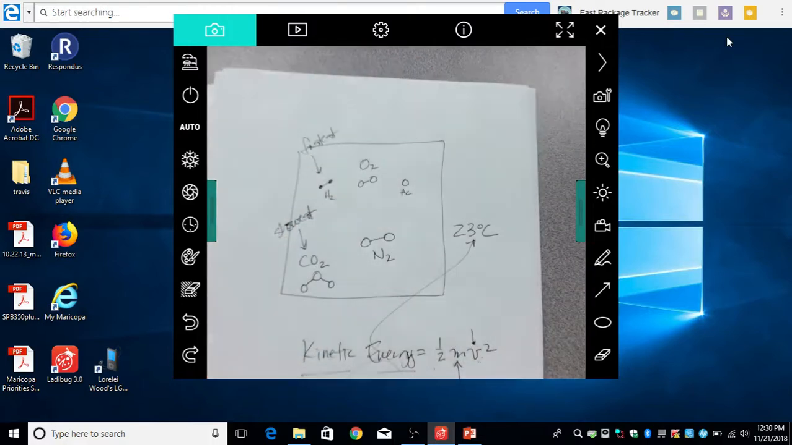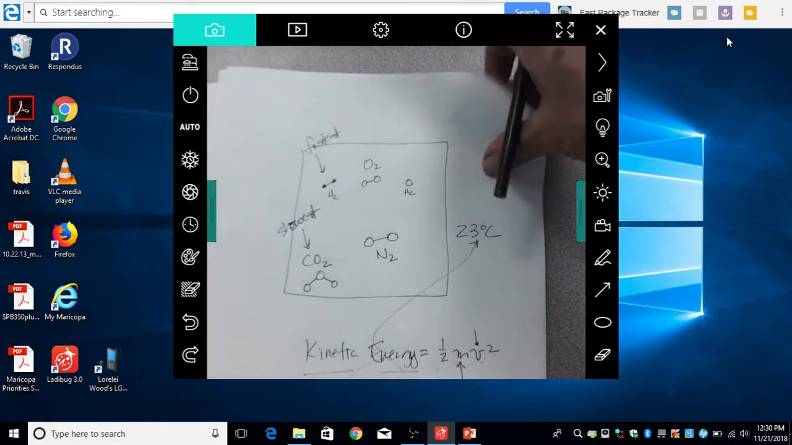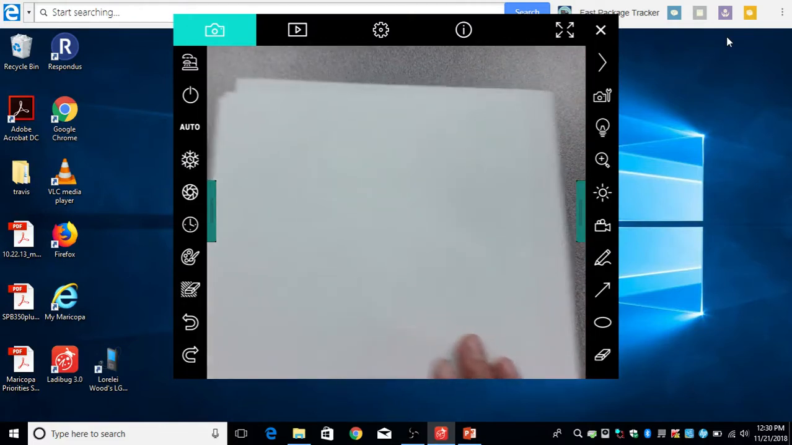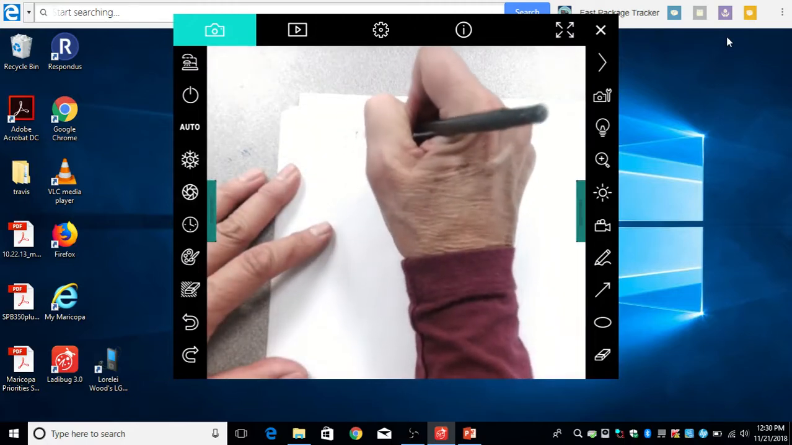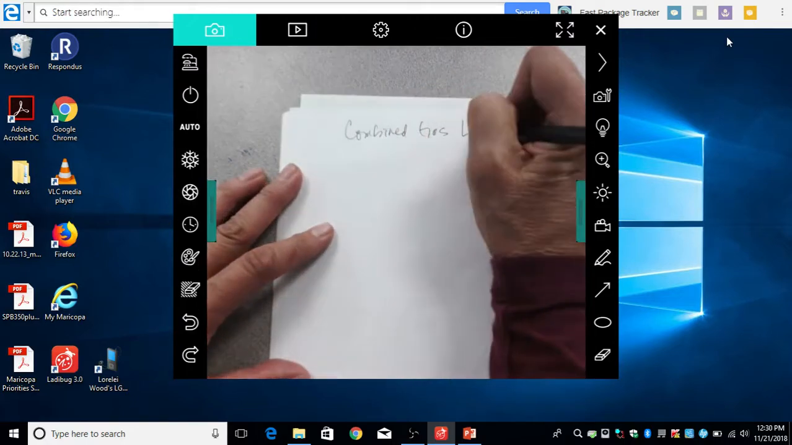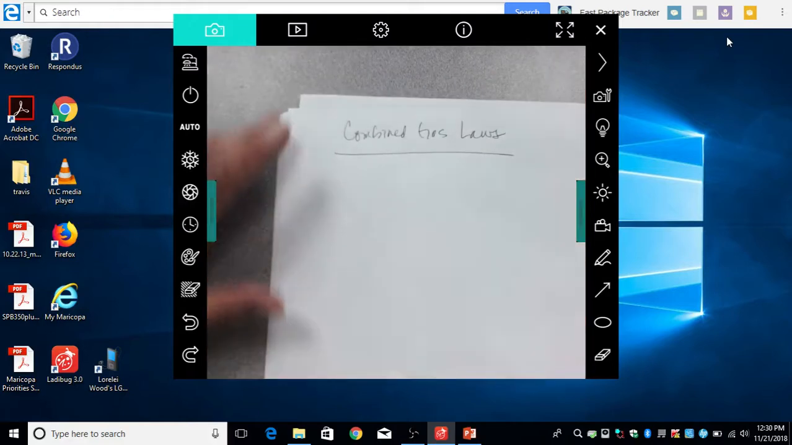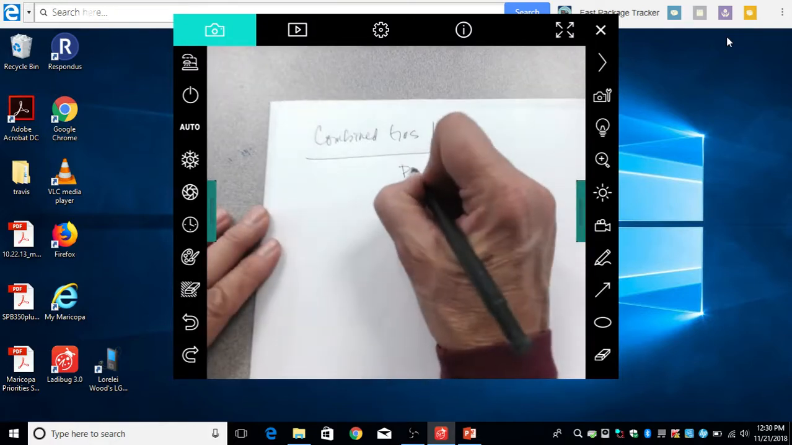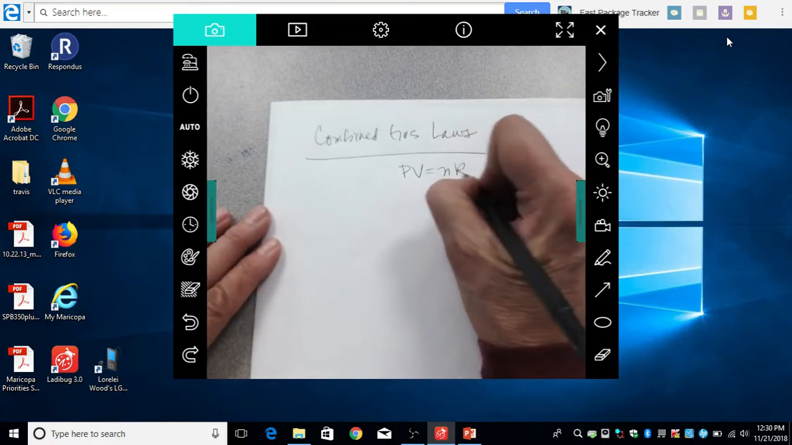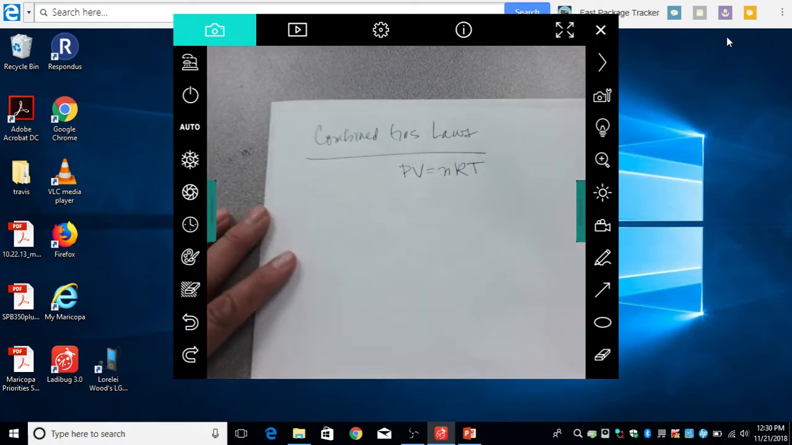All right, but if they're all at 23 degrees, they all have the same amount of kinetic energy. Now we're going to use some of these in the combined gas laws, where we have the calculation. So now's where you're going to need your calculators. Combined gas laws. And let's summarize. If you can remember these two things, PV equals nRT, Pivnert, my second favorite chemistry algorithm ever.